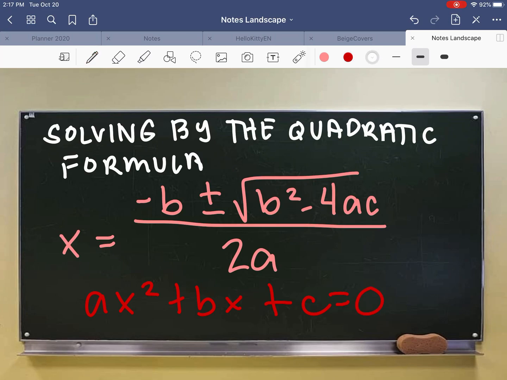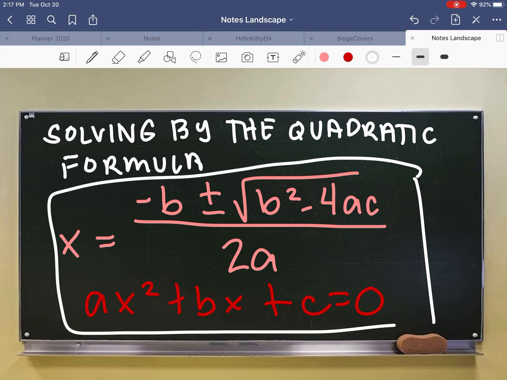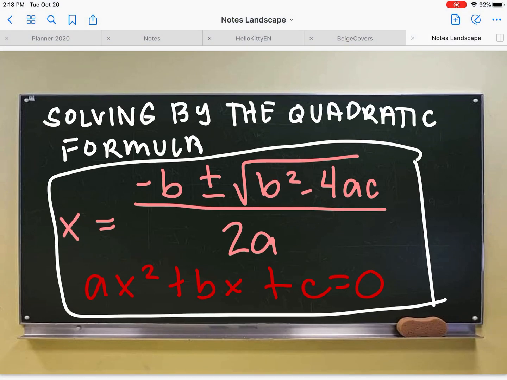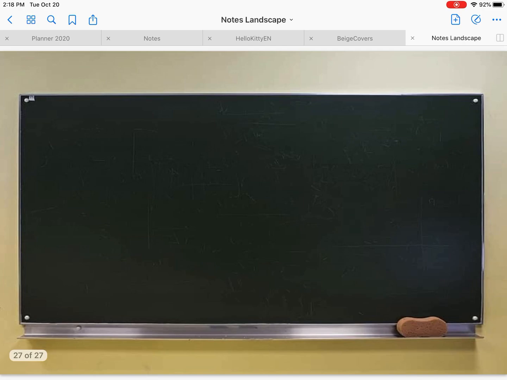Okay, so ito, know this by heart. Ito, kabisaduhin. Okay, wag lang isa-isip, isa puso para hindi nakakalimutan. Alright? So it's negative b plus or minus square root of b squared minus 4ac over 2a. So let's solve an example using quadratic formula. Okay. So let's start with the first one.